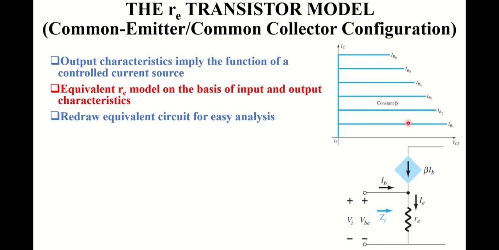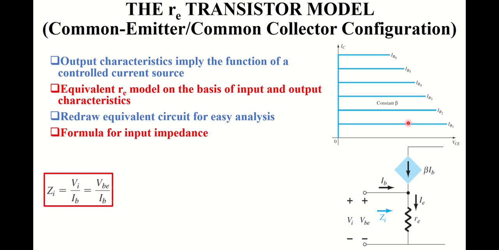By using the discussed equivalent model, we can calculate an important parameter required for the AC analysis, and that is the input impedance ZI. The input impedance can be calculated by using the formula ZI is equal to VI over IB. As we know that the input voltage VI is equal to the voltage between base and emitter terminal, that is VBE. Therefore, we can say that ZI is equal to VBE over IB.